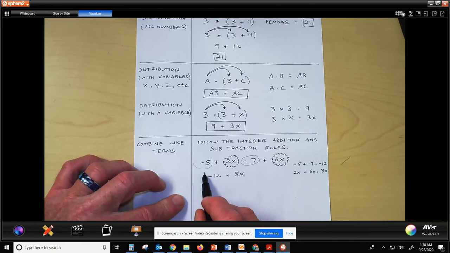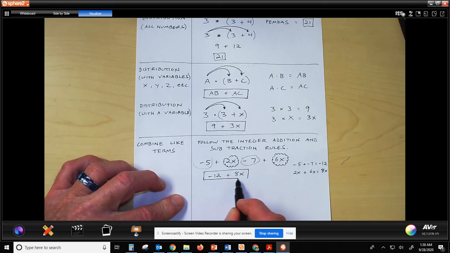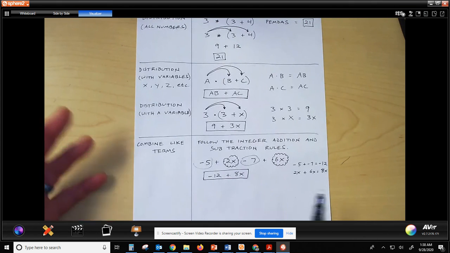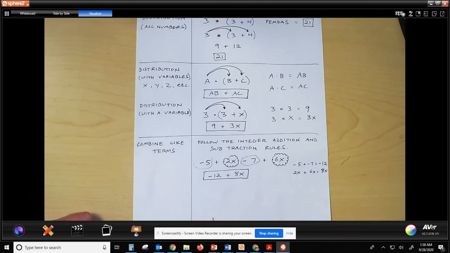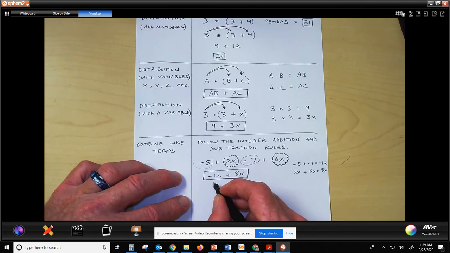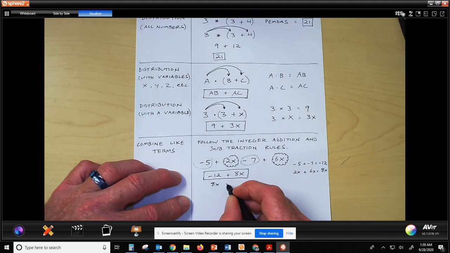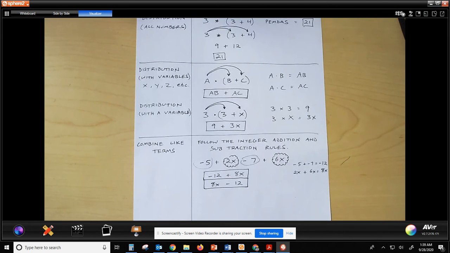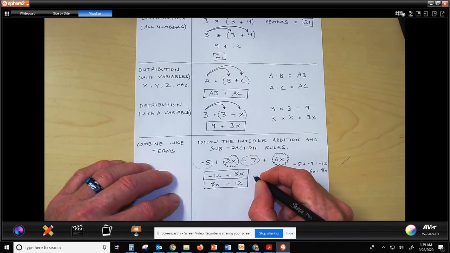So this is a valid answer. It's as simple as I can get if I don't know what x is. And there is a second valid answer because in math, unlike English class, where verbs and nouns have to go in a particular order, I could write it this way. 8x minus 12 is an equivalent answer. These two are the same.